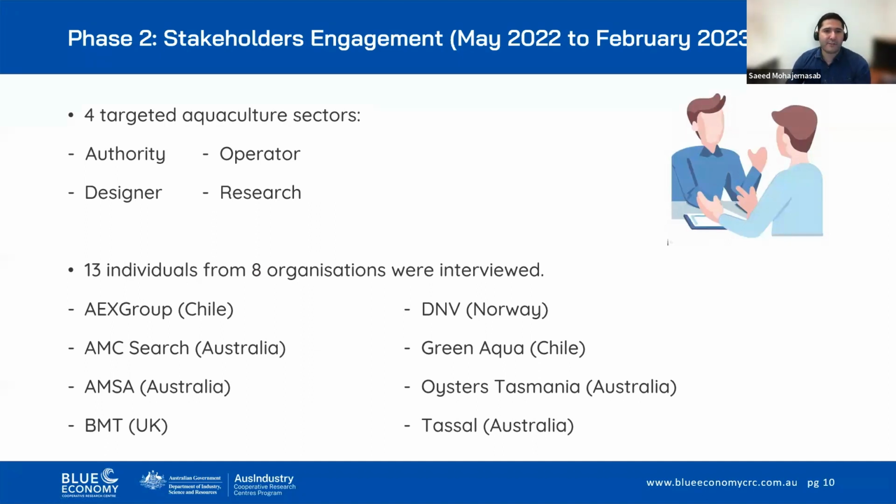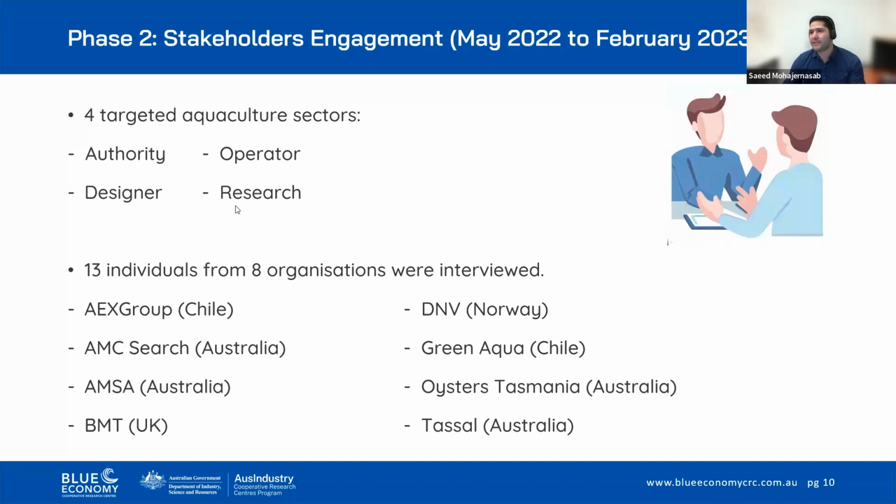Then the second phase of the project. Part 1 was the stakeholder engagement, which started in May 22 and ran until February 23. We focused on 4 different aquaculture sectors: authorities, designers, operators, and researchers. In total, we interviewed 13 individuals representing 8 different organizations and companies. These included AEX Group and Green Aqua from Chile, AMC Search, AMSA, BMT UK, DNV Norway, Oyster Tasmania, and Tassal.